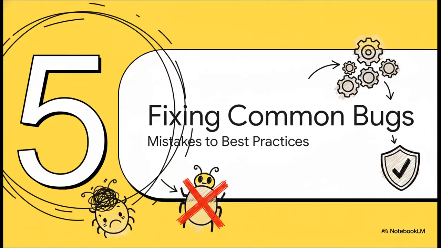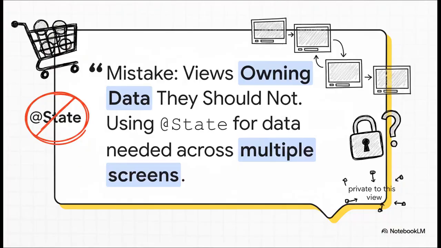Okay, let's get really practical. Section 5, fixing common state bugs. We're going to look at two classic mistakes. You could call them code smells, and use our new principles to find the clean, best practice solution for each one. So mistake number 1, a view is holding on to data it has no business owning.